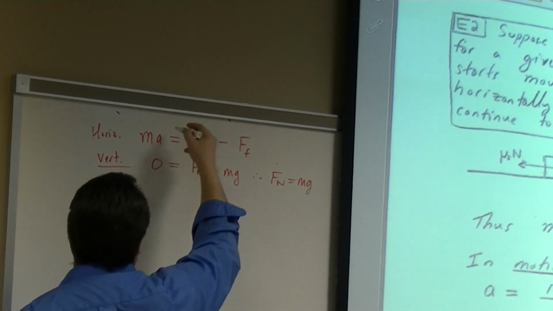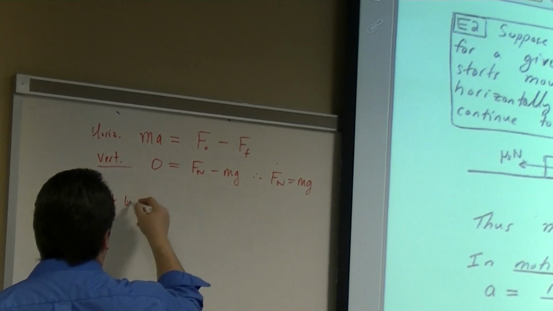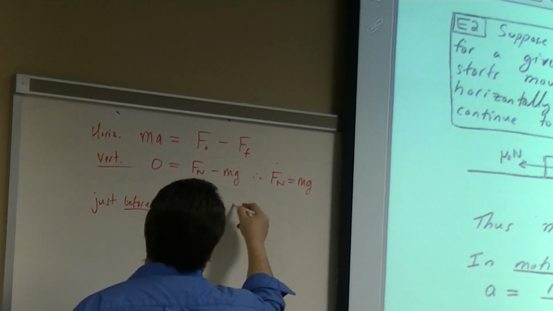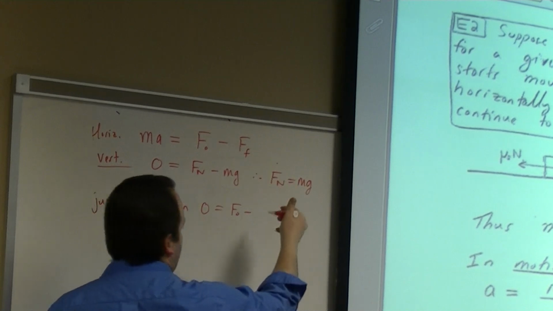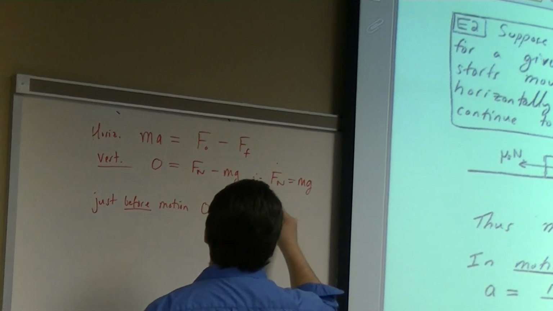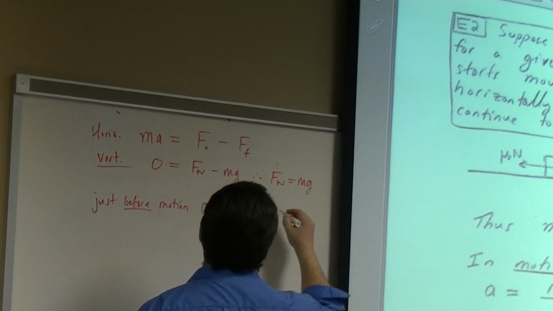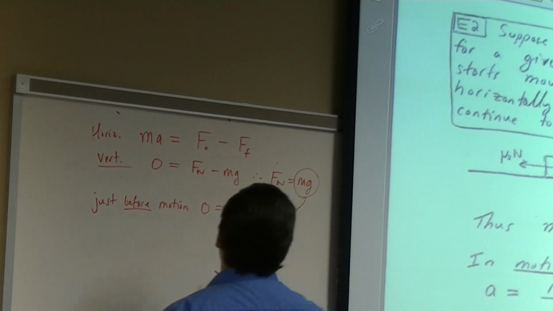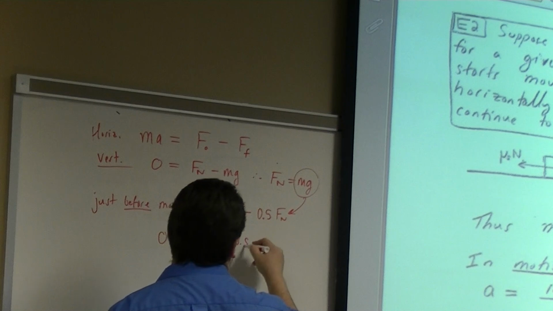Just before it starts moving, what's the acceleration? 0, right? 0 is equal to F naught minus, and then not just any force of friction, but the maximum possible static force of friction, which was 0.5 times the normal force. But we know that the normal force is in fact mg. So what this tells me is that 0 is equal to 100 newtons minus 0.5.